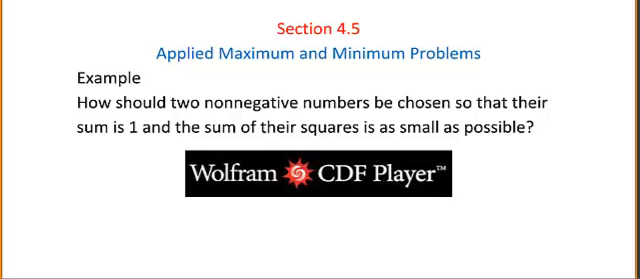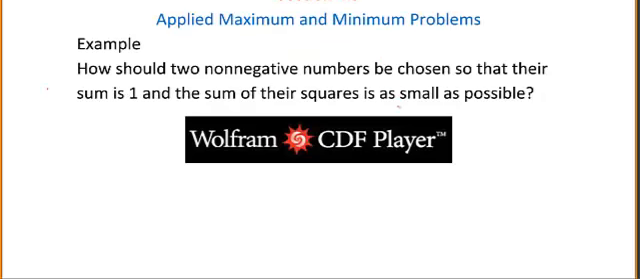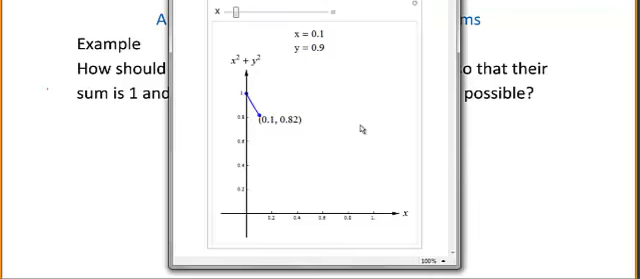Okay, so anyway, let's take a look at a few of these. I'll try to point out some ideas that will be common to all of these problems. So the first problem is not very practical, but let's see what it says. How should two non-negative numbers be chosen so that their sum is 1 and the sum of their squares is as small as possible? Now probably some of you may know the answer to this already, but we'll work through it, and at least it'll allow us a format.